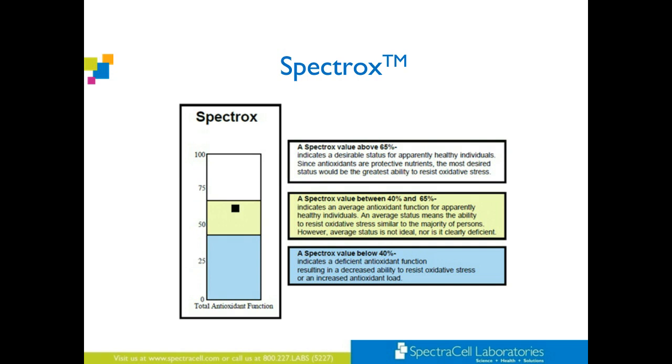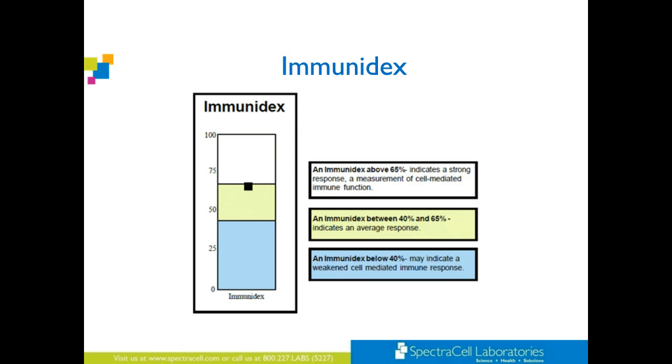Another one that we look at is, of course, the immunodex. Immunodex is a general marker of the person's immune system, and once again, we have to think of any nutrient that affects the immune system, and I'll talk about some of those today because some of those play a very strong role or relationship with thyroid as well as other hormones.